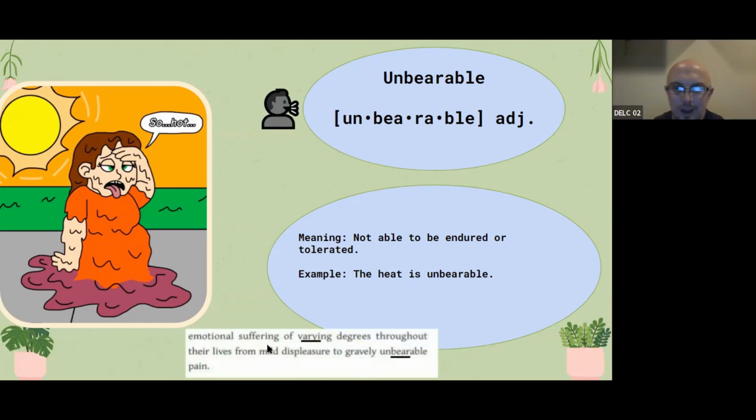And so here, emotional suffering of varying degrees throughout their lives, from mild displeasure, so mild means just a little bit, to gravely unbearable pain. Unbearable means pain and you cannot take it anymore.